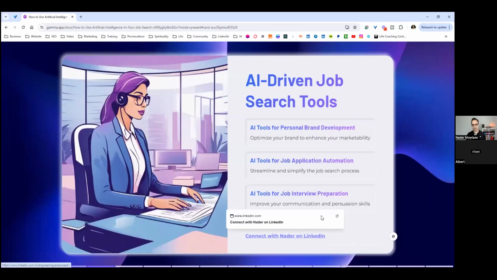So let's go through this. What we're going to talk about today is AI-driven job search tools, primarily personal brand development tools, so you can optimize your brand and enhance your marketability, as we just discussed.